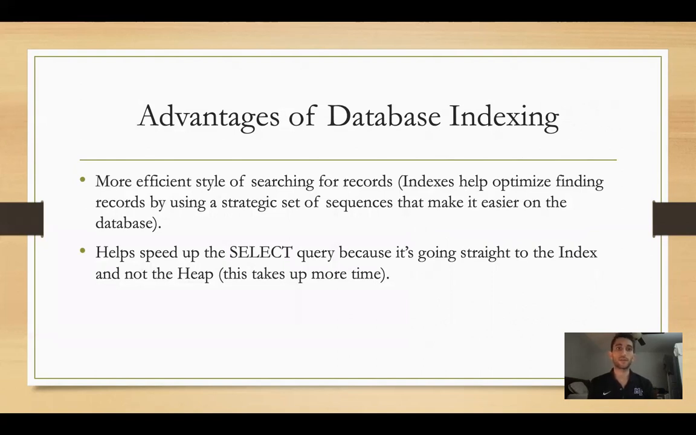Advantages of database indexing include a more efficient way of searching for records. Indexes help optimize finding records by using a strategic set of sequences that make it easier on the database. It helps speed up the select query because it's going straight to the index and not the heap. And the heap holds a lot of data. The index holds data pertaining to what you are looking for.